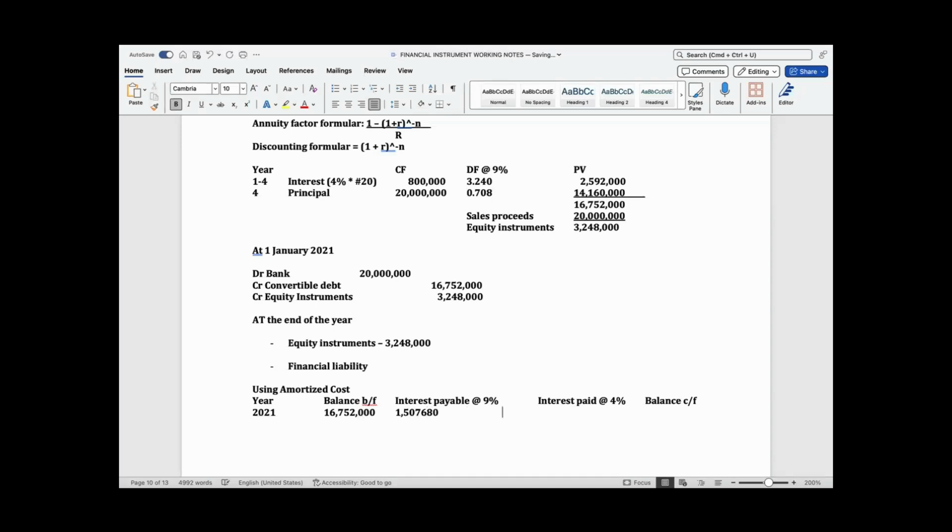Okay. Can somebody get me my interest paid at 4%? I know you'll get it wrong, but still say the figure. It's 800,000. That's correct. Sir, I didn't get 800,000. I know you're going to do 4% of 16,752, when I already taught you that nominal interest should always be calculated on the 20 million. So which is 800,000. So what's the balance?